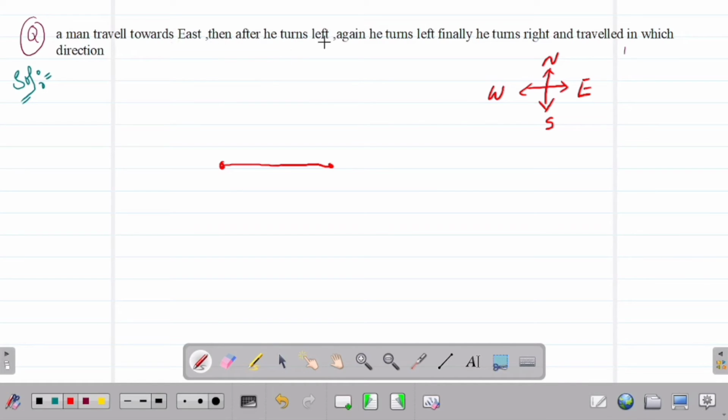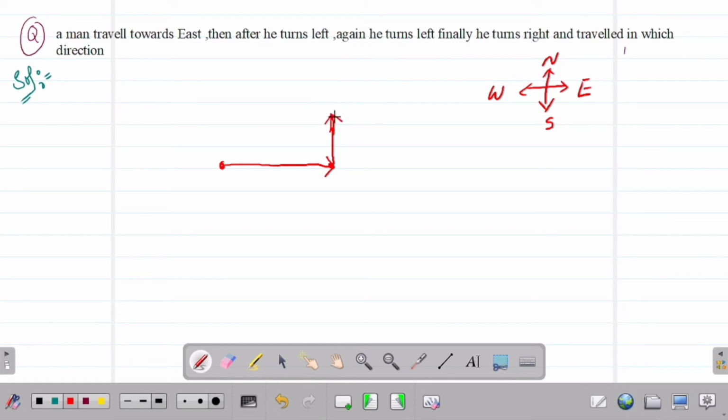Then after he turns left. So from here he turns left. So it is nothing but he is moving upside. He turns left. So from here he is going. He is up to here now, right? So then after he turns left. So left direction. So he is in this direction now. He is in the left direction. Again he turns left.